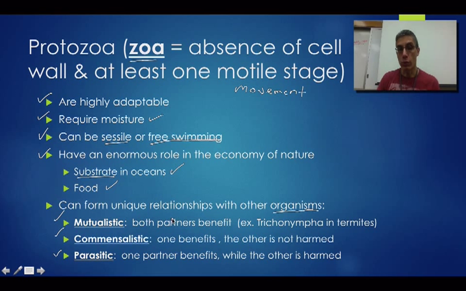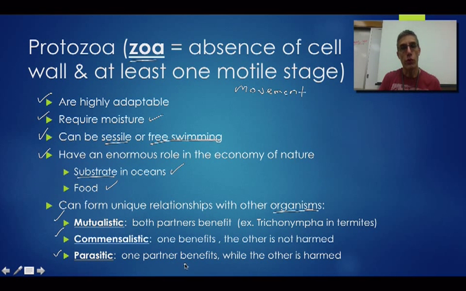Now, a mutualistic relationship is where both partners benefit. The example we could give of that would be the trichonympha in termites. This is a one-celled protozoan that actually lives in the gut of the termite, and its main job is to help digest the wood that the termite takes into its body. Commensalistic is where one benefits and the other is not harmed. And then, of course, the one that we tend to be familiar with is parasitic.